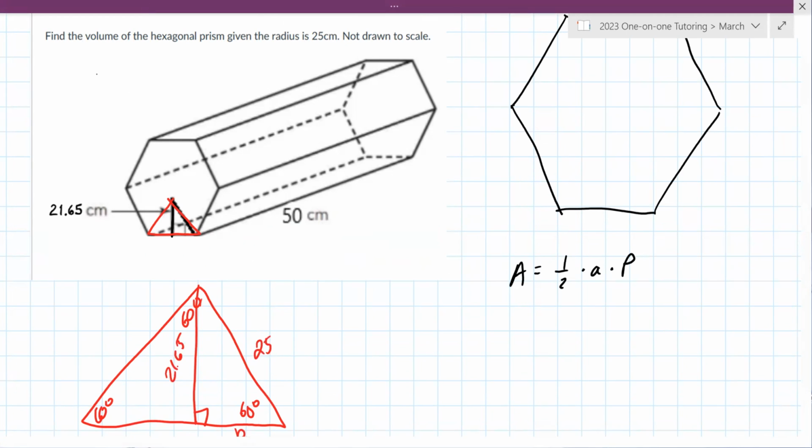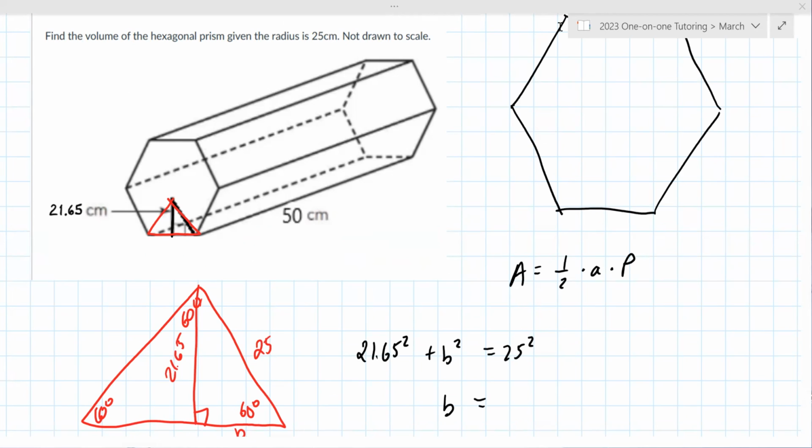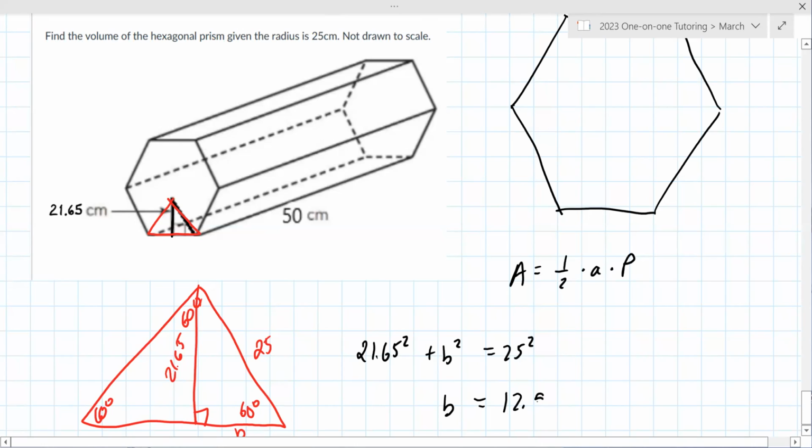So that's 21.65 squared plus B squared equals 25 squared. Go ahead and calculate B and round to 4 decimal places for us, please. Okay, I got, oh wait, I have to square root my answer. Yes. Okay, I got 12.501. Let's go one more. 12.5011. Because that's 0.999, so the 9 causes that to round up.